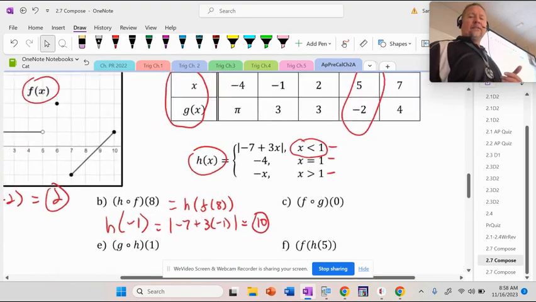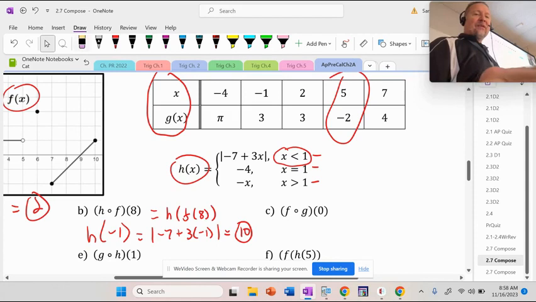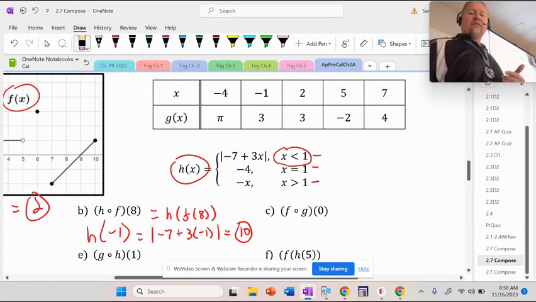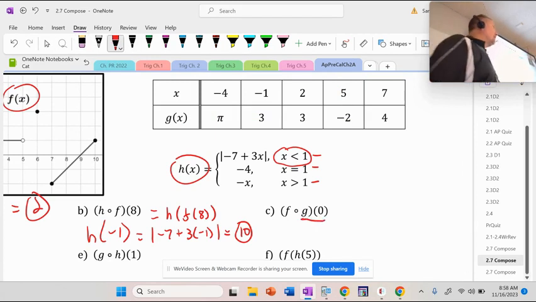But then this next one's strange. What's g of 0? Do you see 0 on the chart? No. And I don't think they want you to be doing a regression and come up with an equation so then I could input 0. I don't think that's what we really want to be doing on this. So in this kind of question, we just say DNE.